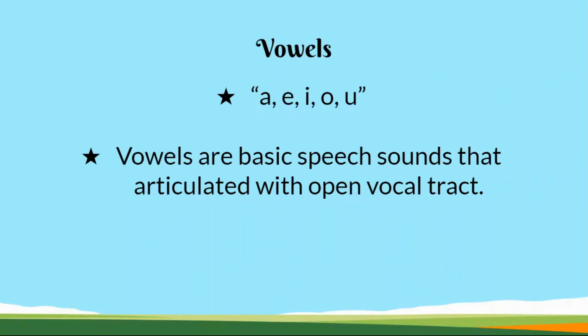Let me make the sounds to check whether it is an open vocal tract or a closed vocal tract. A sounds A, E sounds E, I sounds I, O sounds O, U sounds U. So while making these 5 letter sounds, there is no intervention of lips, tongue, teeth, or mouth. These sounds come directly from the throat. That is called an open vocal tract.